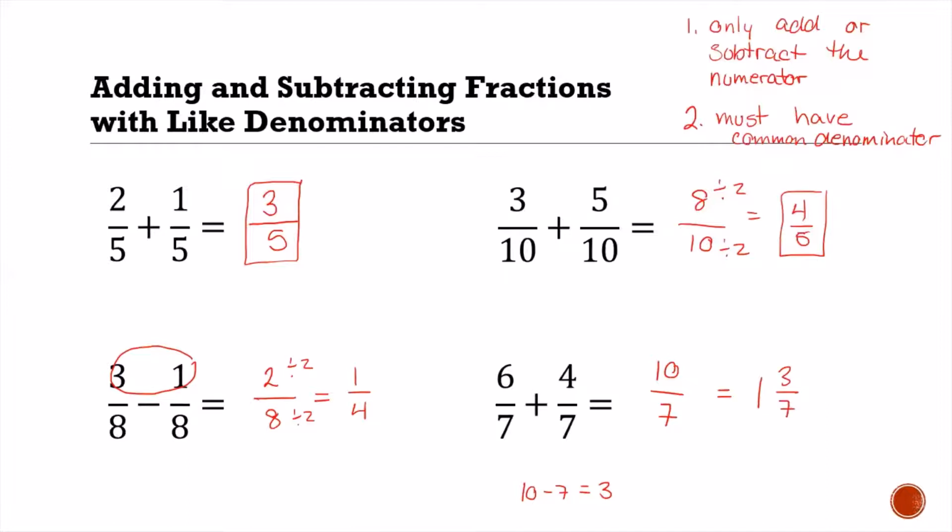Denominators are already the same. We just add or subtract the top and then do our reducing once we're done, or turn it into a mixed fraction once we're done.